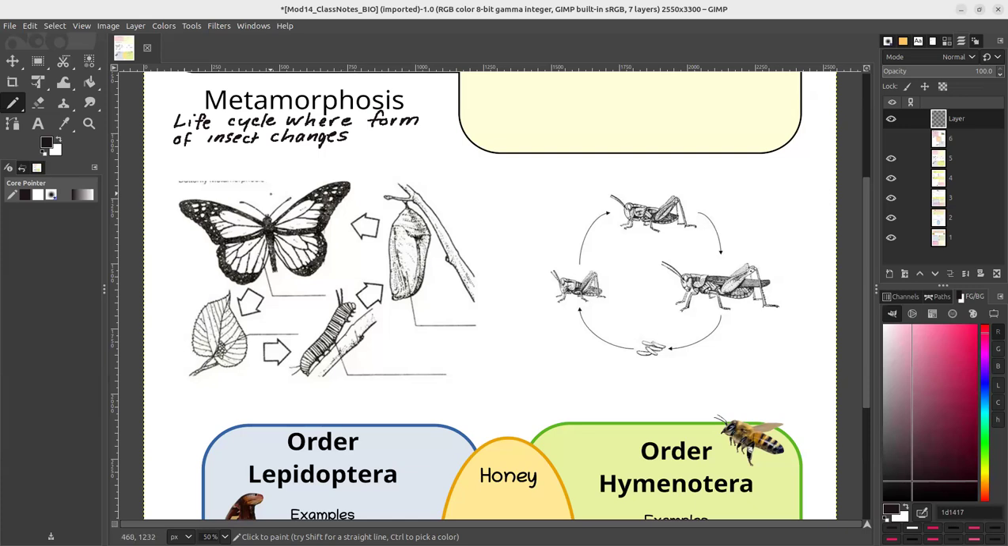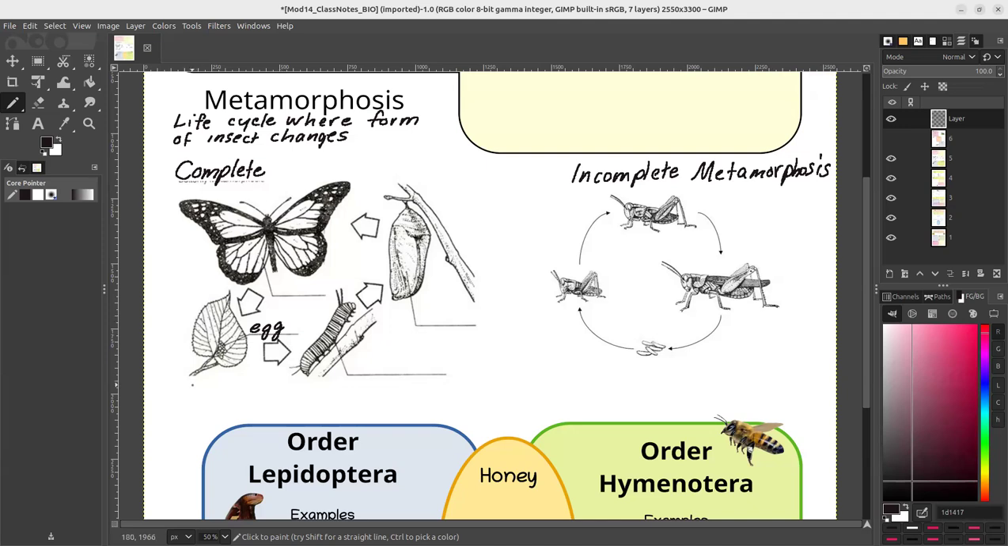Now, the first diagram represents complete metamorphosis, and the second diagram represents incomplete metamorphosis. Okay, in complete metamorphosis, there's four very distinct stages, and we're going to start off with the egg.